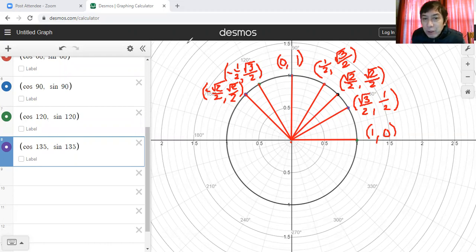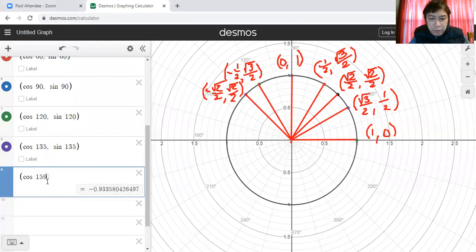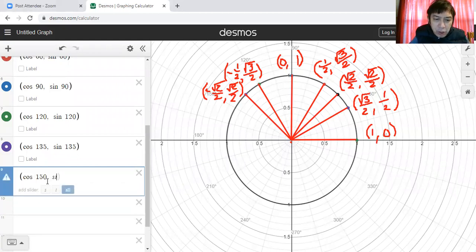All right. So the next one is 150. Okay. The next is 150. This is multiples of 30. Okay. So this will be cosine of 150 and sine of 150.